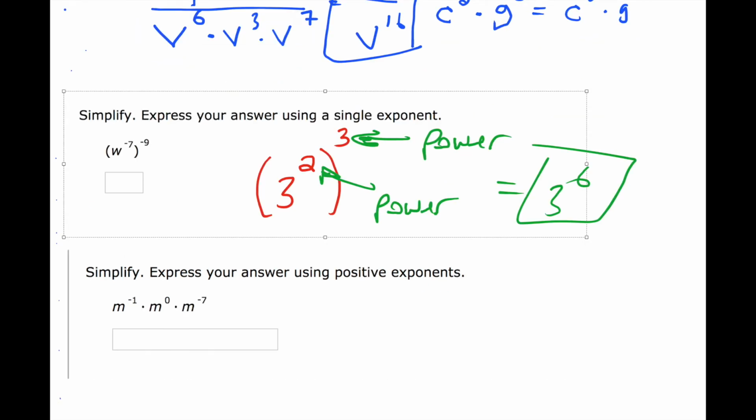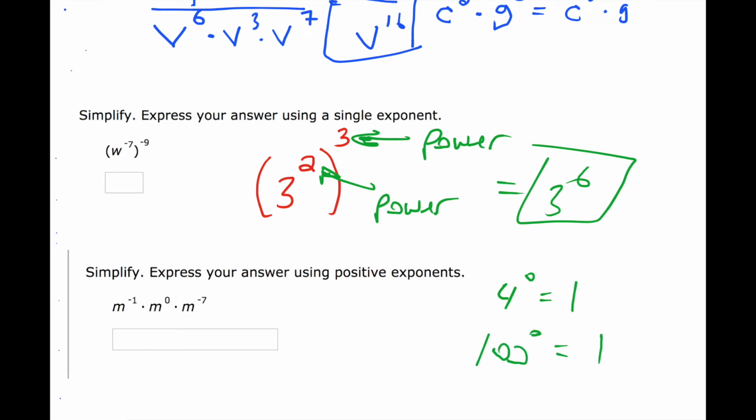Alright, you ready? Well, this is an important rule. Here, just listen. It takes 2 seconds. Alright, what is 4 to the power of 0? Nope, it's 1. What is 100 to the power of 0? 1. What is b to the power of 0? Yep, anything to the power of 0 is 1.